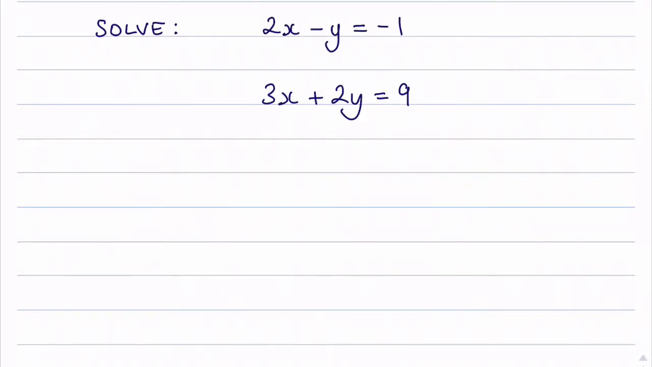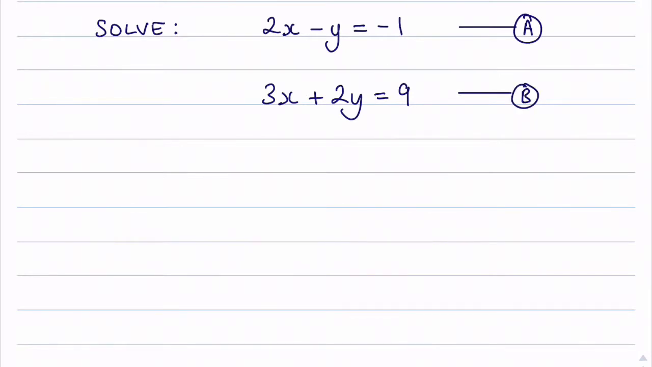In this question, we're asked to solve the following simultaneous equations. Now I want to use an elimination method here. So the first thing is I'm going to label each of these equations. This one I'm going to call equation A, and the second one I'm going to call equation B.